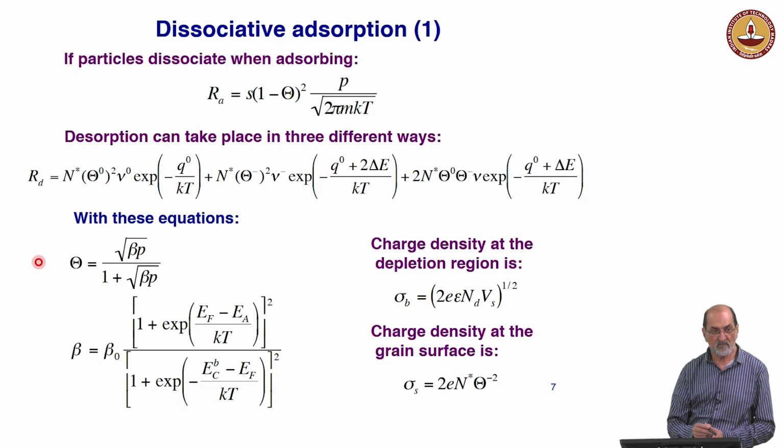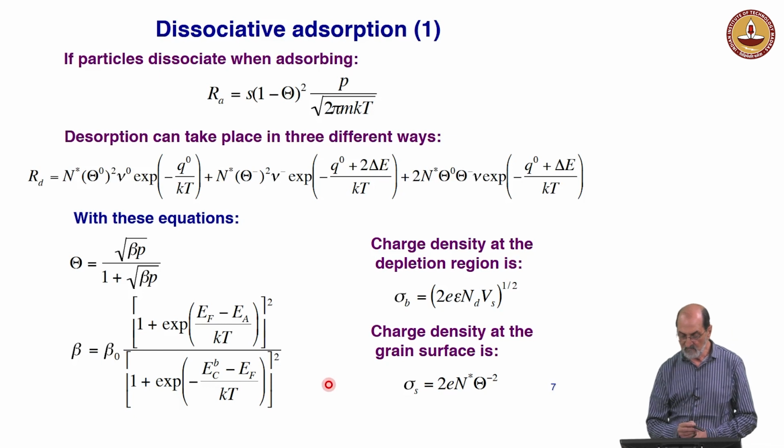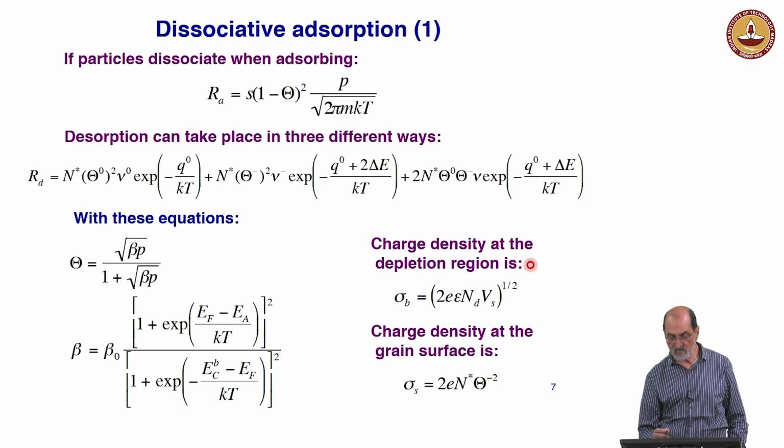I don't know if you have done this in some course; it is typical in chemical engineering. Things are as before, but not exactly as before. They appear as squares because we are dealing with dissociation. It's a second order reaction for desorption. And we also have to remember the charge density in the depletion region. In the depletion region, we are adopting a parabolic shape.